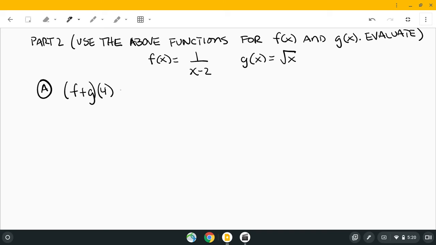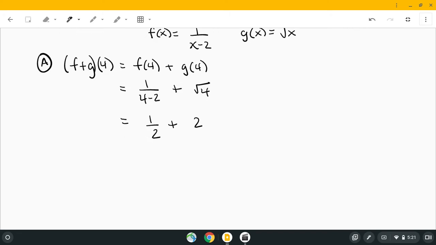So a couple ways you can go about this. So you can do F of 4 and you can do G of 4 and then combine them. So if I do F of 4, that's 1 over 4 minus 2. If I do G of 4, that's square root of 4. And then I can work this out. 1 over 2 plus 2, and that's 2.5, 2.5.